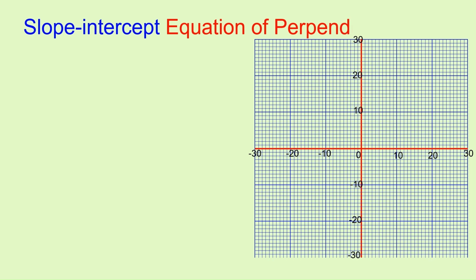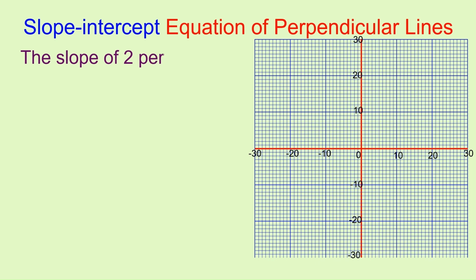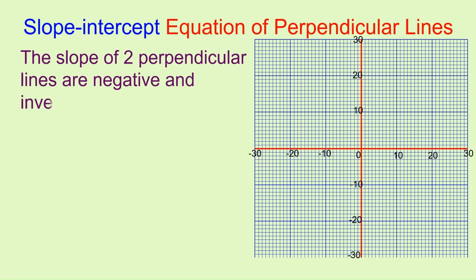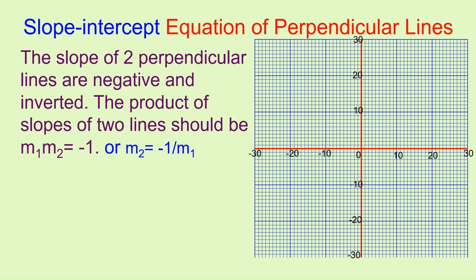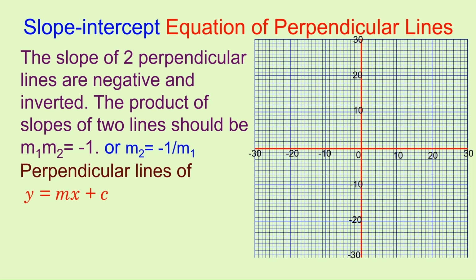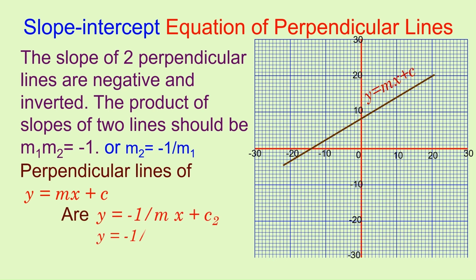Slope-intercept equation of perpendicular lines. The slopes of two perpendicular lines are of opposite sign and inverted. The product of the slopes of two lines should be m1 times m2 equals -1, or m2 equals -1 divided by m1. Perpendicular lines of y equals mx plus c are y equals -1 divided by m times x plus c2, and so on.